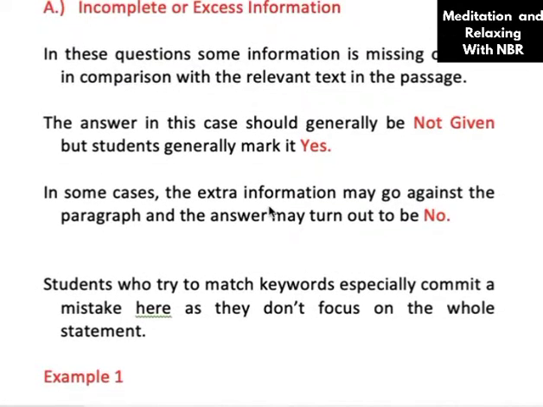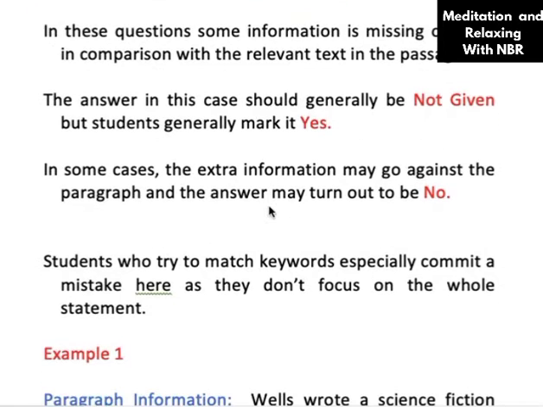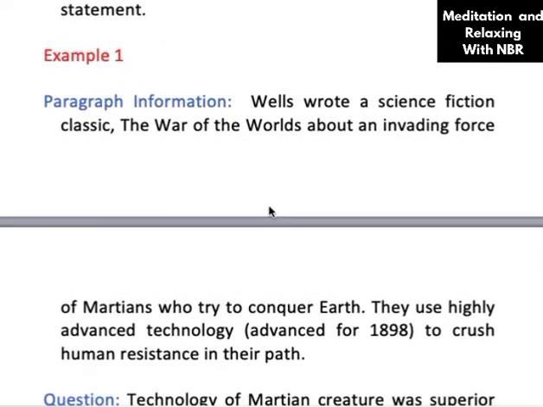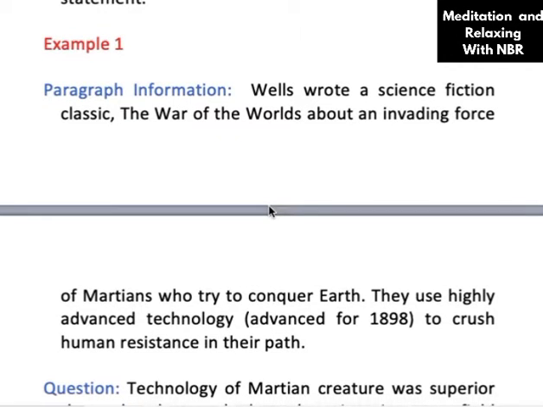Now we'll discuss this point with some examples. So this is the example. The paragraph information that is in the passage, it is written, Wells wrote a science fiction classic, The War of the Worlds, about an invading force of Martians who try to conquer Earth. They use highly advanced technology, advanced for 1898, to crush human resistance in their path.